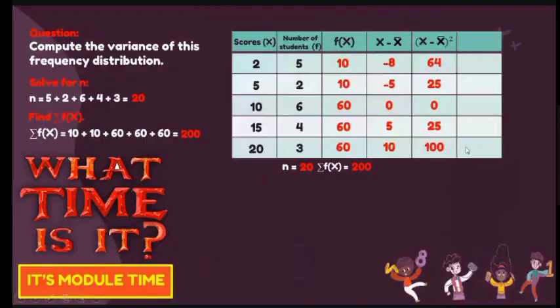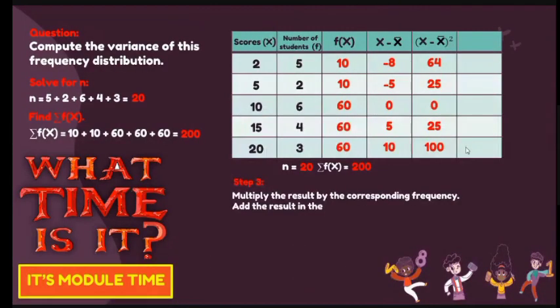So next, for step number 3, you have to multiply the result by the corresponding frequency and add the result of this given solution. So to begin, let's start with the first part. You have to multiply the result by the corresponding probability. So what we will do first is consider the value of the second column and multiply it with the fifth column to solve for the sixth one. So this is what we will do.